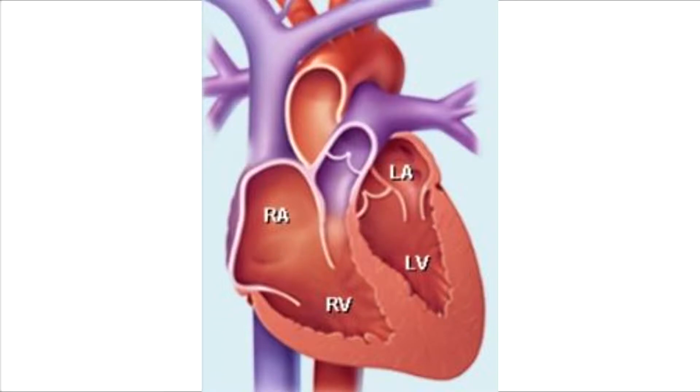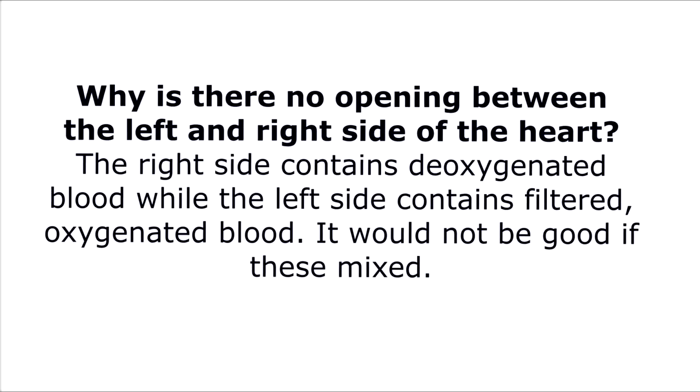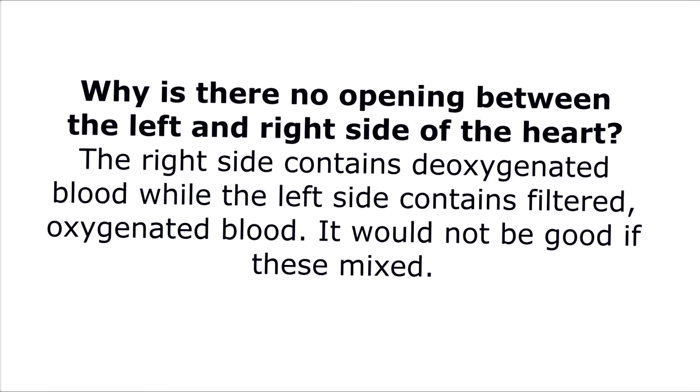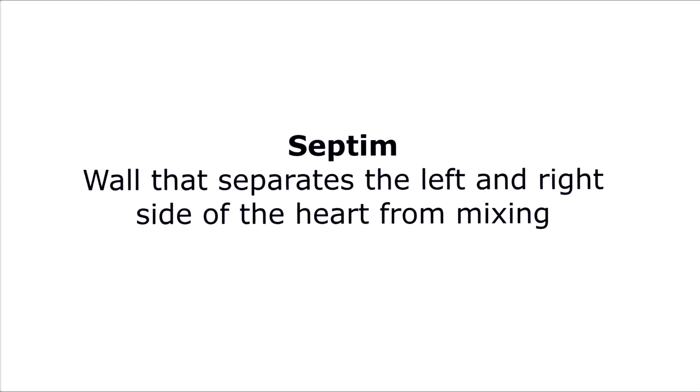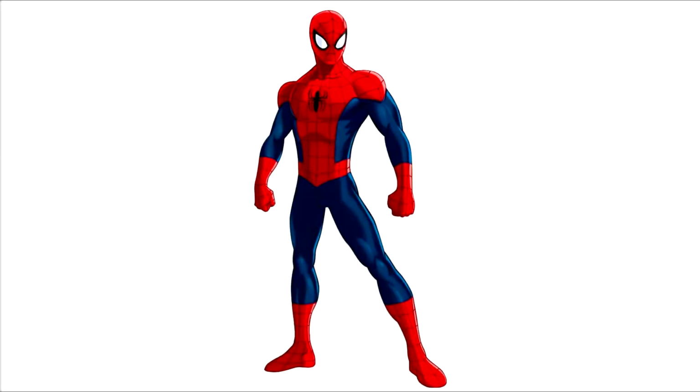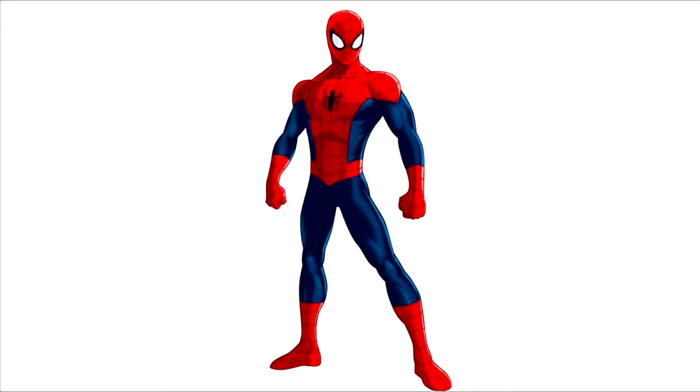However, there is no opening between the left and right side of the heart, and that is because there is deoxygenated blood on one side and oxygenated blood on the other, and it would not be good if they mixed. That is why there is a wall called a septum which separates the left and right side of the heart from mixing. Now we will be taking a look at where blood flows in the body.